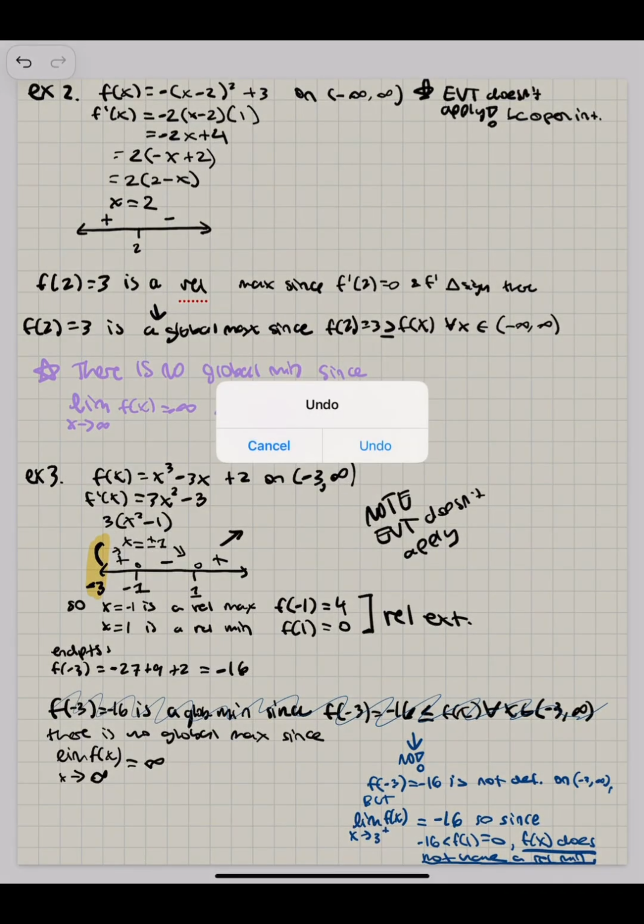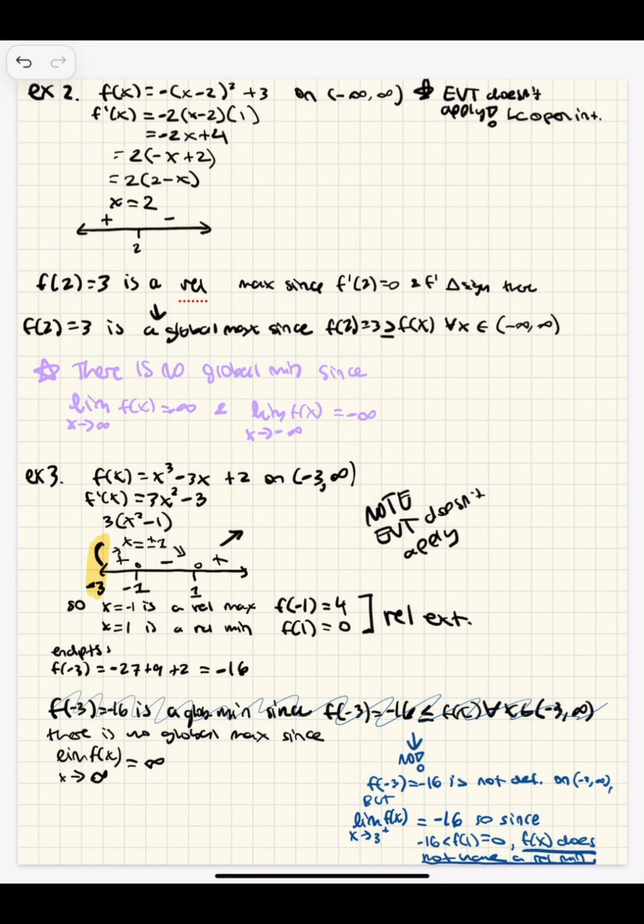Okay, so for the sample problem, let's look at this one first. As you can see in this example, it's across negative infinity to infinity. So note that the EVT does not apply because of the open interval. That being said, we can, of course, still look for a global max and, of course, the relatives.